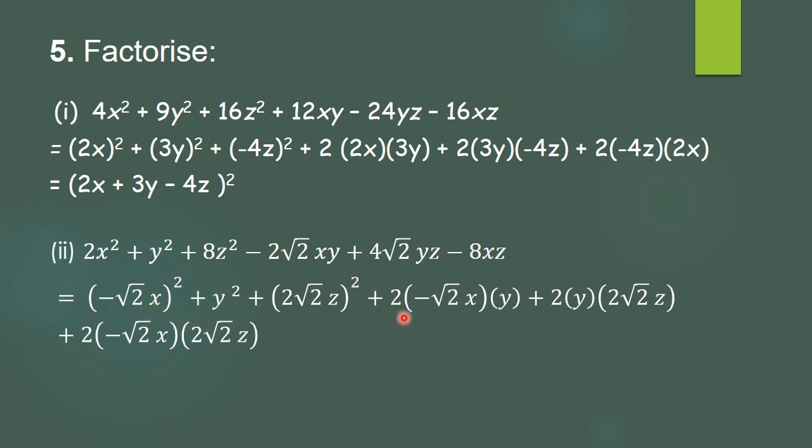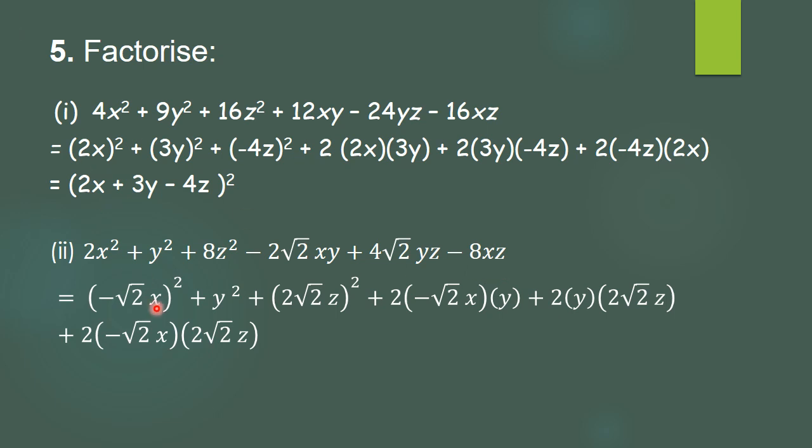Now we will check whether we are getting the same. Plus into minus, minus 2 into root 2 is 2 root 2 xy, plus 2 into second term y into the third term. What is the third term we get? 2 root 2 z. So when we multiply, 2 2s are 4. The sign is plus, so 4 root 2 yz. That is the only term here. And here plus 2 into minus root 2x into 2 root 2z. Now when we multiply this, minus, then root 2 into root 2 is 2, 2 2s are 4, 4 2s are 8. So we get the same, 8xz.